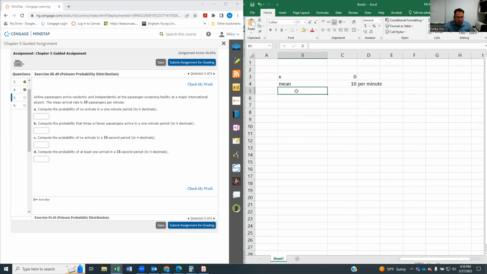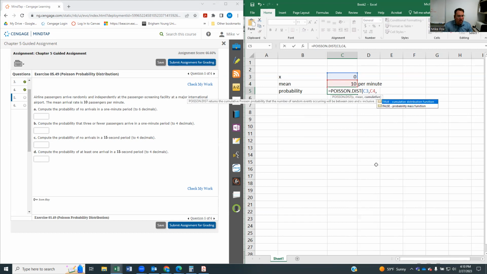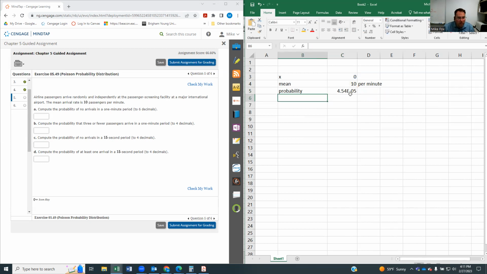So I'm going to say probability equals POISSON.DIST, where x is 0, the mean is 10, and since this says no people arrive, I'm going to say false, exactly 0. And I get this number, 0.454 E, where the exponent means times 10 to the negative 5. But this one wants my answer to 6 decimals.